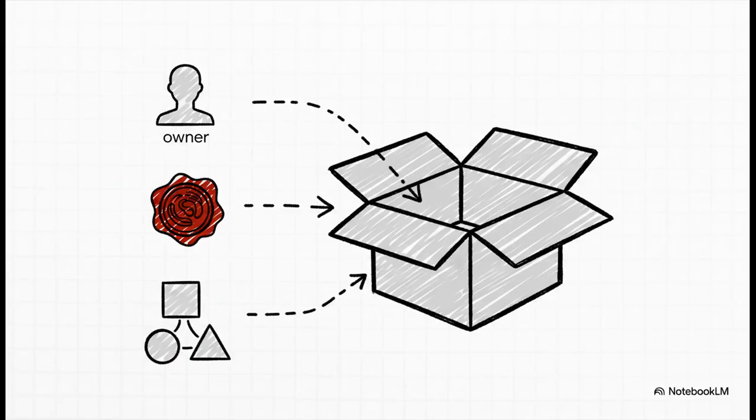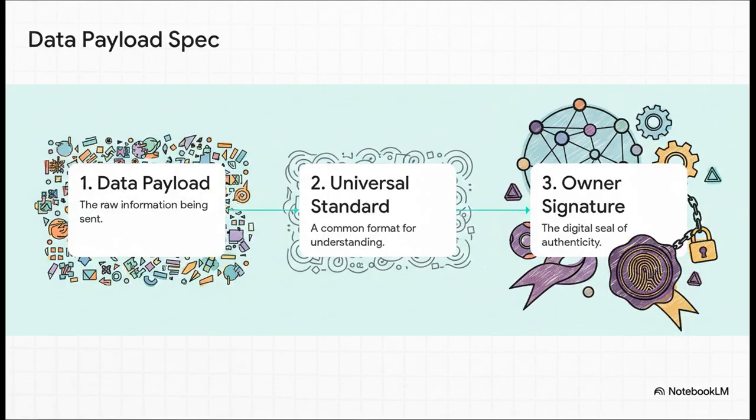So what's actually in this digital package? Well, if you look at the example here, it's made up of three key parts. The owner, which says who you are, the owner's signature, which is that digital seal we just talked about, and of course the data payload. That's the actual stuff you're trying to send. And this breaks it down even further. You've got the data itself and the signature to prove it's legit.